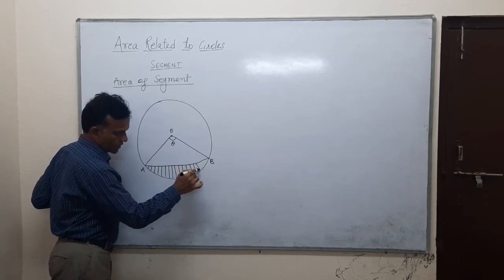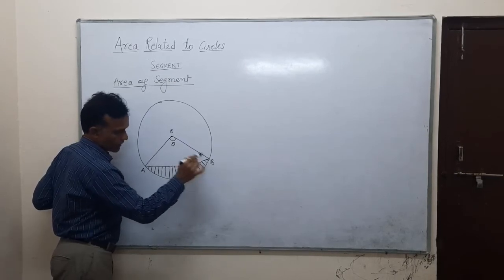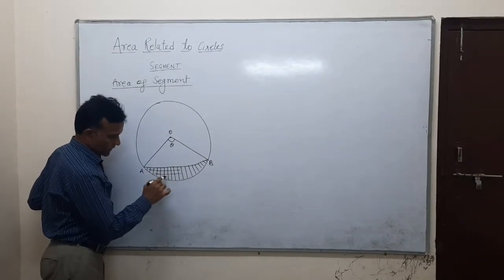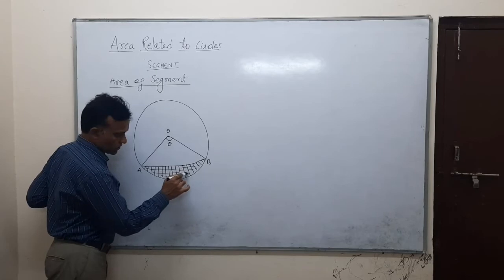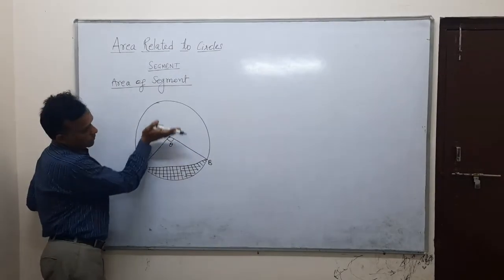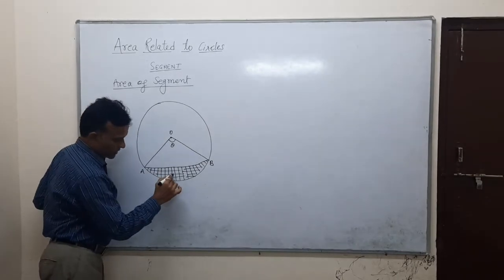So this part is called the segment of this circle. And you also know this figure is called minor. The rest of the part is major. So this part is the minor segment.